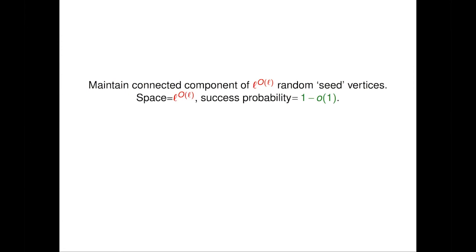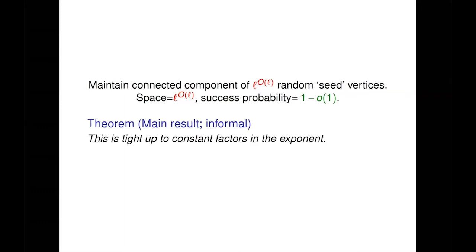Okay, good. So now how do I turn this algorithm into an algorithm that succeeds with high probability? Well, just don't do it from one vertex. Simply sample L to the order L seed vertices and maintain connected components out of all of them. At least one will succeed with high probability.